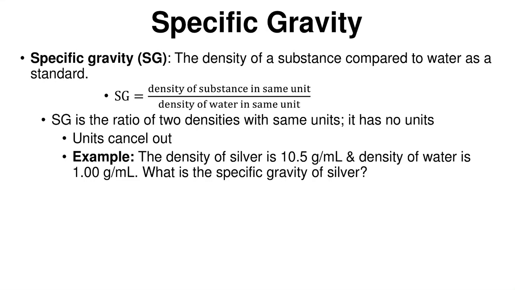Let's introduce a new term, the specific gravity. Specific gravity simply means comparing the density of any object to the density of water. That's what this is all about. So it simply is the density of a substance in the same unit over the density of water. So the unit on top must be the same as the unit below so that both units cancel. And when both units cancel, there is no unit. So the specific gravity is a ratio of two densities in the same unit, and therefore it has no unit because the units cancel out.